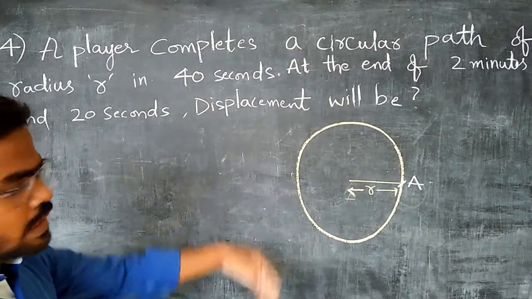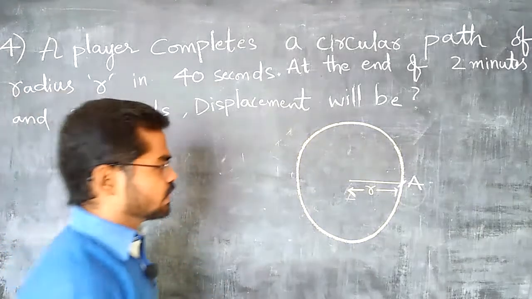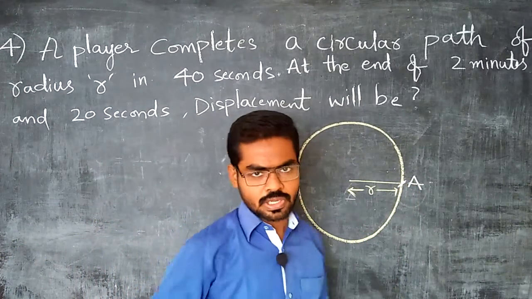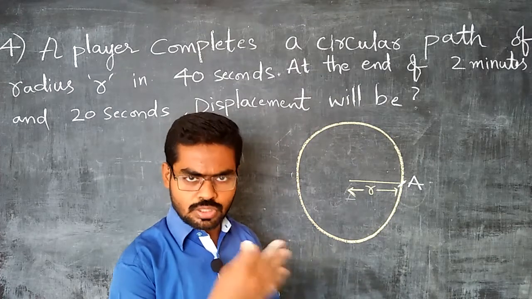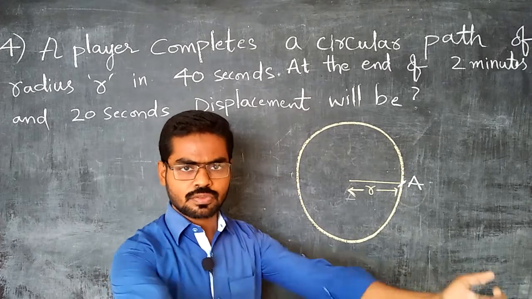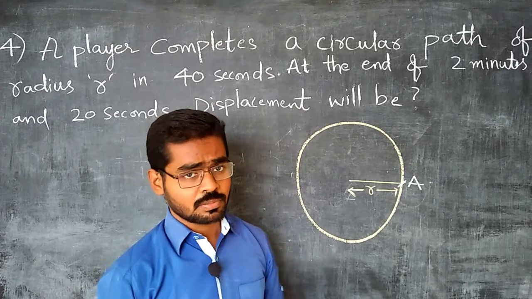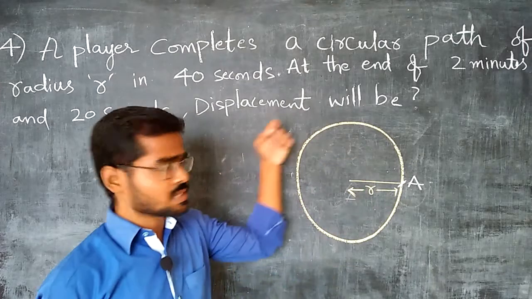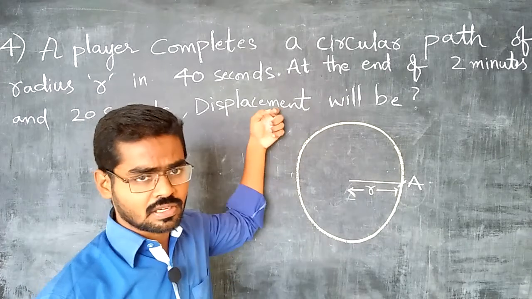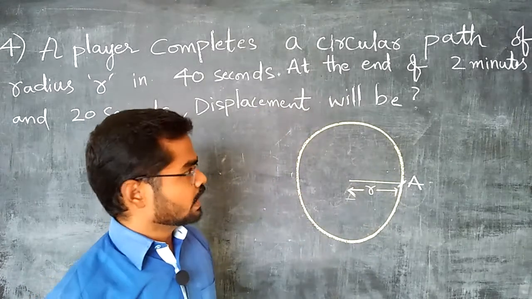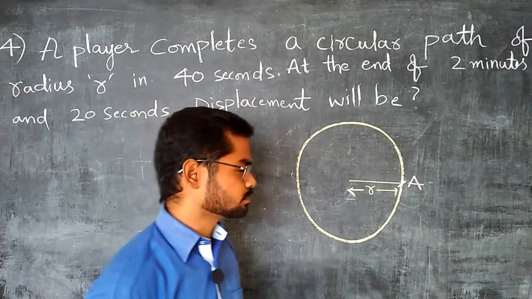Now the question is, at the end of 2 minutes 20 seconds, how much will the displacement be? That means if the person starts from this point A and I start the timer, after completion of 2 minutes and 20 seconds, how much will the distance of this person be and how much will the displacement be? Here they ask the displacement only, but we will calculate both. After calculating displacement, we will calculate distance also.